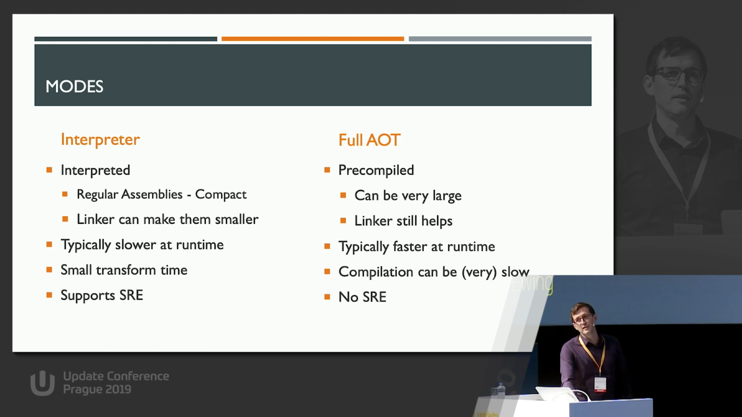On the good side, the assemblies are small. I mean, it's as small as you can get, at least as .NET goes. We can make them even smaller with the IL linker or the mono linker, and I'll cover that a little bit more. They're slower at runtime, but it takes very little time to get started. And then it also supports System.Reflection.Emit, because emitting your own code is complicated when you can't execute things that you've written.